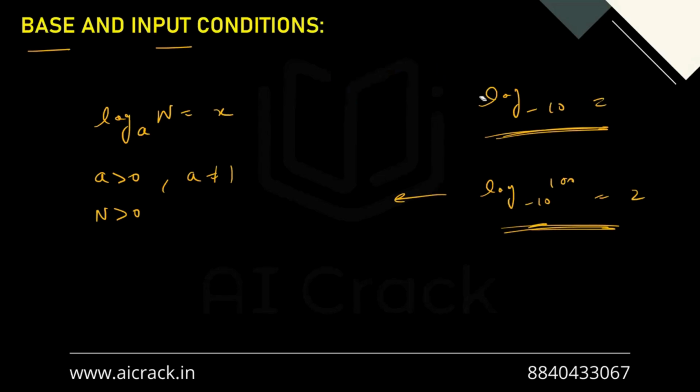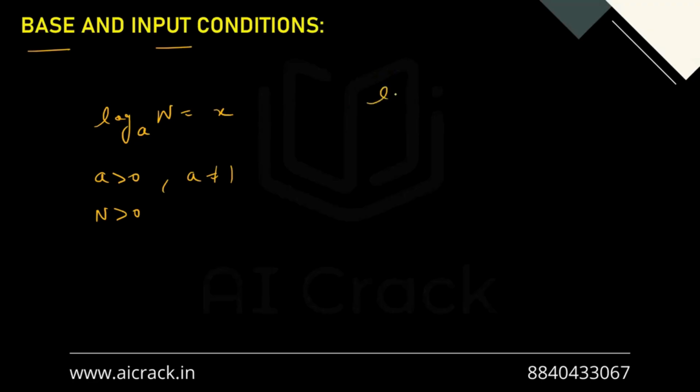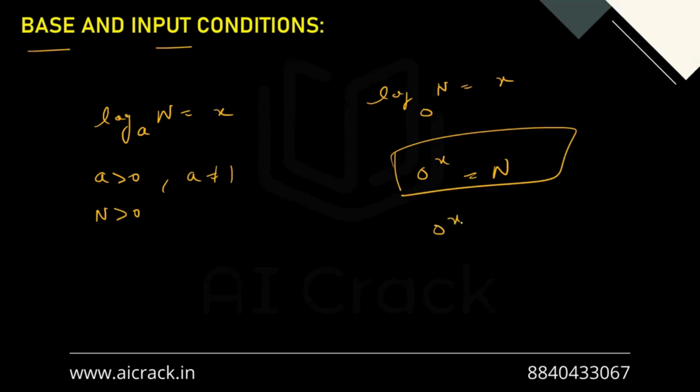Now let's look at the second case. We are also restricting a should not be 0, right? Let's take a equals 0, and we have n and x. That means 0 raised to the power x equals n. That obviously means 0 raised to the power x equals 0 only, because 0 raised to anything should be 0. Now x can take any value. Again, we're not getting one single value, because we have base as 0, and that is against the definition. We should be getting one consistent value, so we're not getting that. That's why this is also rejected.